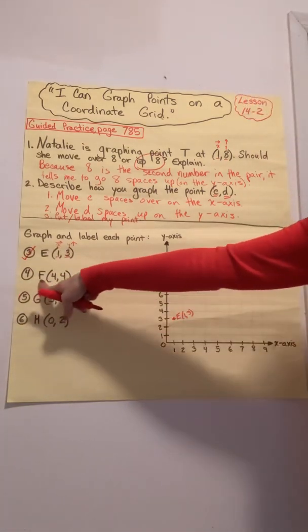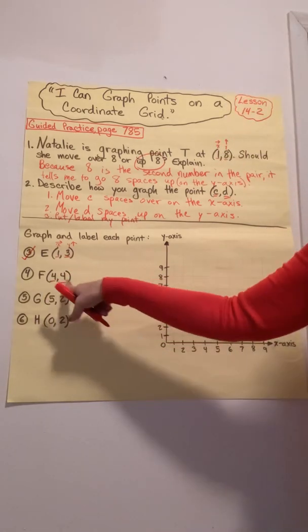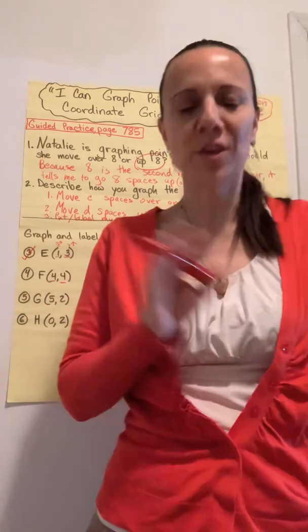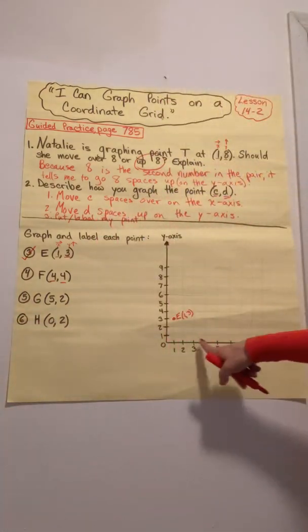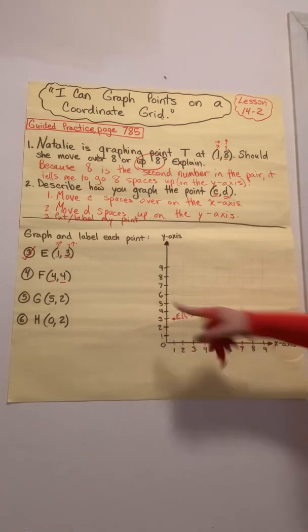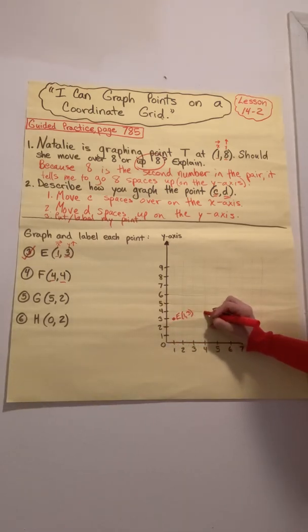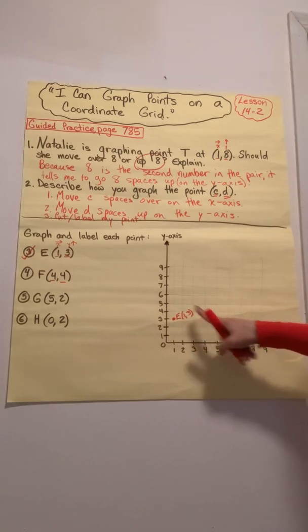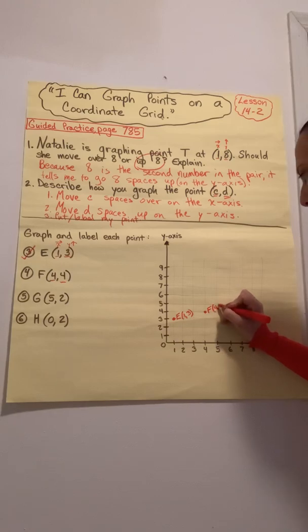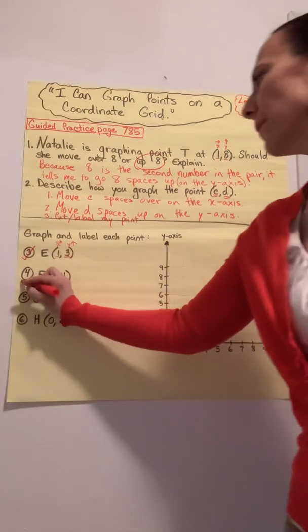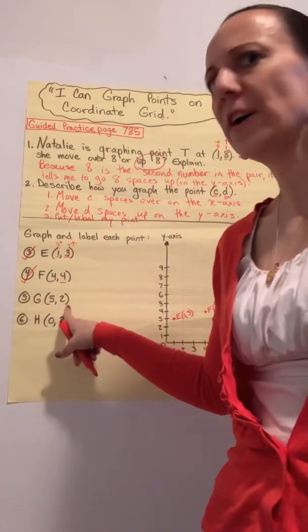Number 4, I want to put point F at 4, 4. Again, that's 4 over, 4 up. Oh, but this could be easier because since they're identical, it really doesn't matter. So 4 over and 4 up. 1, 2, 3, 4, 1, 2, 3, 4. Here's my point. There's the line coming up from the 4, the line coming across from the 4. That is clearly point F at 4, 4. Done.